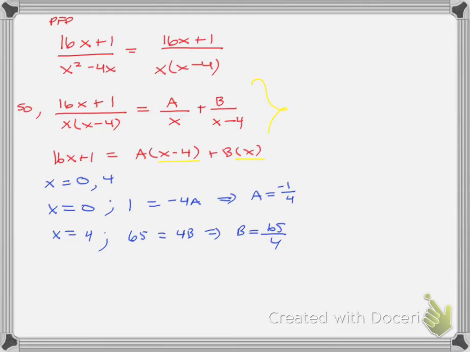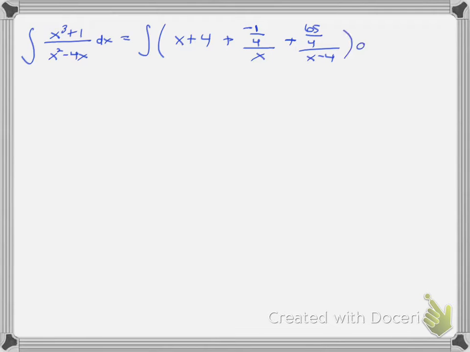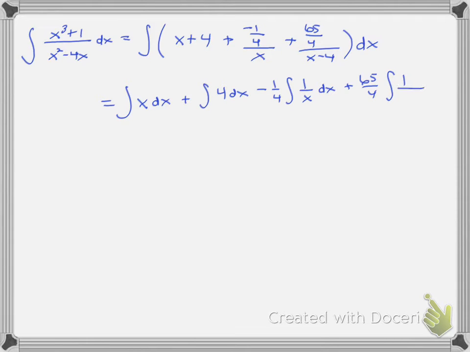So very good. Now we put everything together, and I always like to go back to our original integral. It equals the integral of our quotient, don't forget about that, x plus 4, plus negative 1/4 over x plus 65/4 over x minus 4 dx. We break these up separately: the integral of x dx, the integral of 4 dx, minus 1/4 the integral of 1 over x dx, plus 65/4 the integral of 1 over x minus 4 dx. Thus, our final answer will be x squared over 2 plus 4x minus 1/4 times the natural log of the absolute value of x, plus 65/4 times the natural log of the absolute value of x minus 4, plus c.